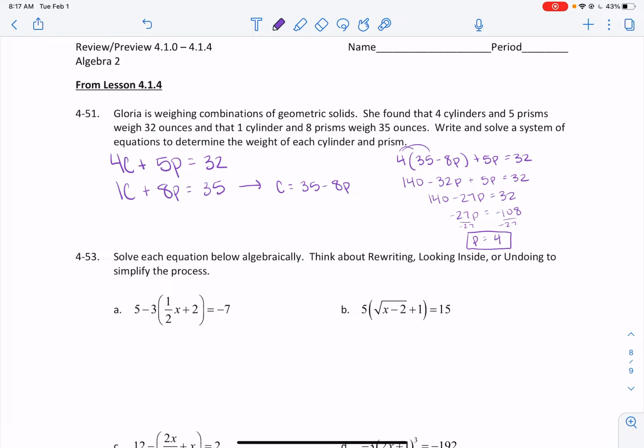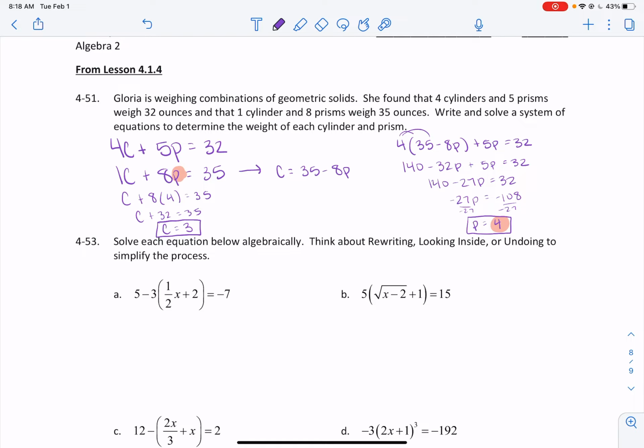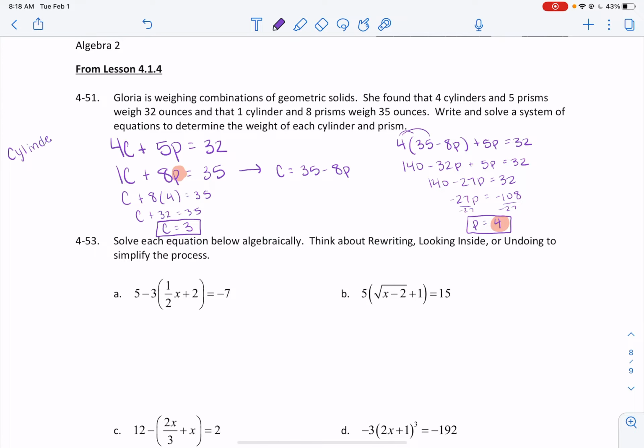Okay, I'm going to take that P and plug it back in. I'll take this 4 and plug it right into this one. So we've got C plus 8 times 4 equals 35. C plus 32 equals 35. Subtract the 32, so C is equal to 3. Awesome. So this tells us that the cylinders equal 3 ounces and the prisms are 4 ounces.